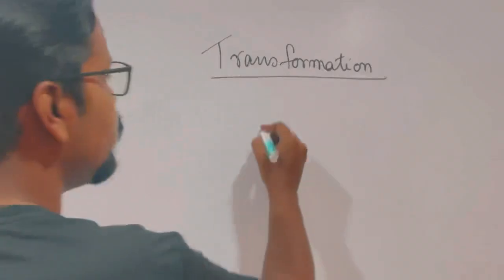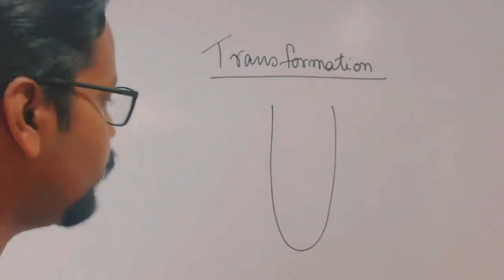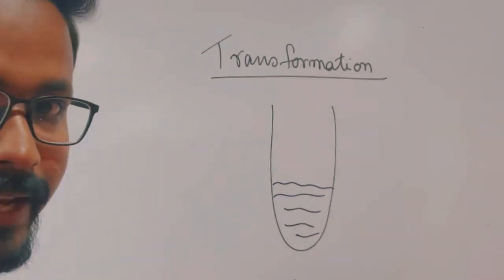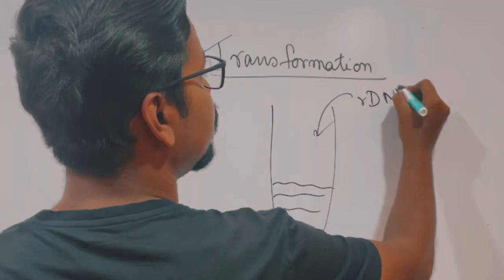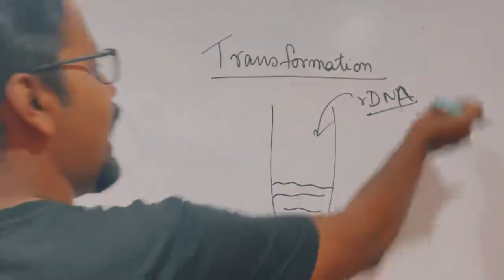So what we do is we take a test tube, or an Eppendorf, whatever we want to choose, and inside the test tube we have a culture of E. coli. Here we add our recombinant DNAs. All the recombinant DNAs that we have produced just now, we'll add them here.